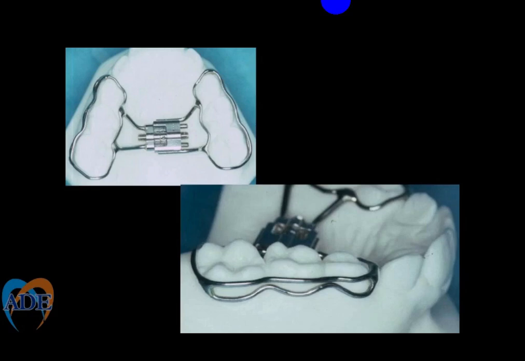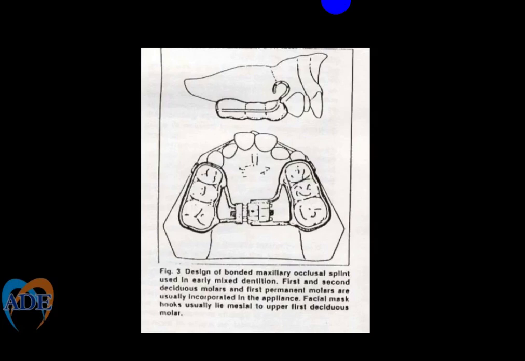And I like the framework to be such that it's giving me the retention. This comes from McNamara's article we discussed yesterday from JCO that described the use of bonded Hyrax and petite face masks. You're seeing here a mixed dentition case, and ideally you want the acrylic to go from C to 6. You want the hook to be near the centre of resistance.